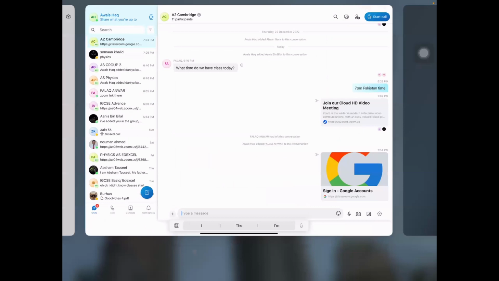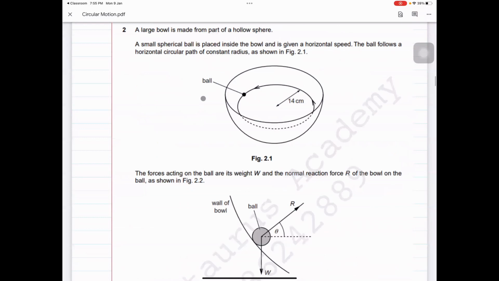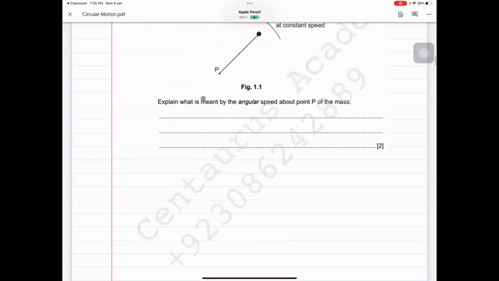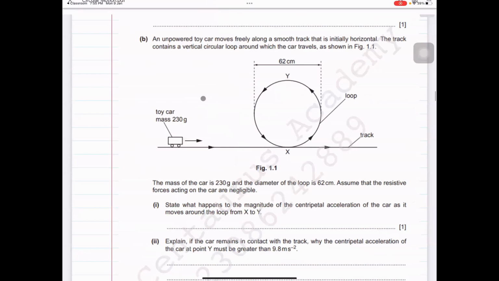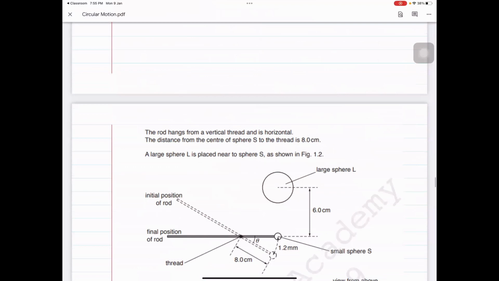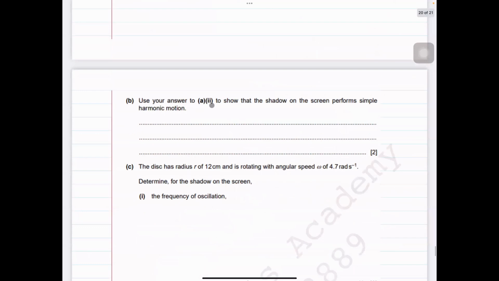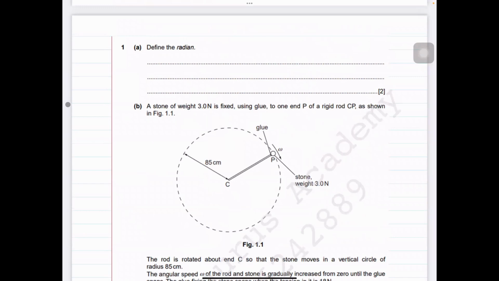Falak, please look at this. When you go to Google Drive, you will have this file already. You basically complete this, what we have done, just write it down, so the notes are with you forever. Then for the questions, you go down, skip vertical circular motion, and go to the practice question section. Here you will find question one from each of these, and you stop at this question. Don't do the glue one. Do the rest of the ones. All right. Is that clear, everyone?